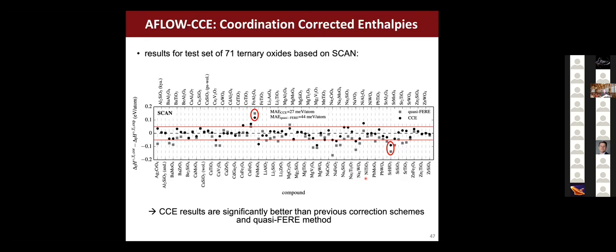We want to test and see how well this method performs. And basically we took our fitted corrections from the binaries, and we applied them to ternary oxides. And you can see here that we compare our correction scheme with what's called the Ferry approach, which is the fitted elemental phase reference energies. This approach basically defines a correction based on just the elements, not the coordination scheme. And you can see here that we get a big gain in the overall error of our formation enthalpies with respect to experiment.